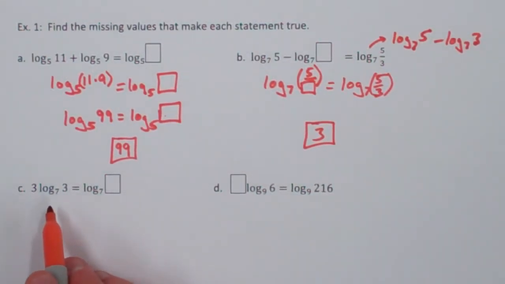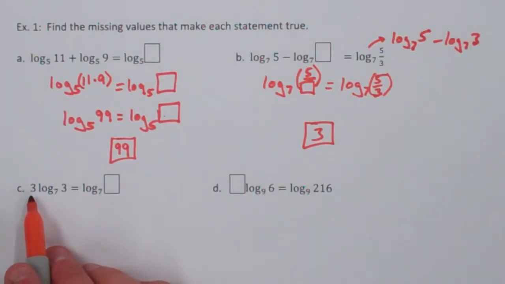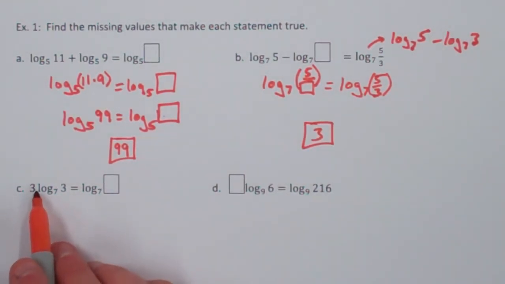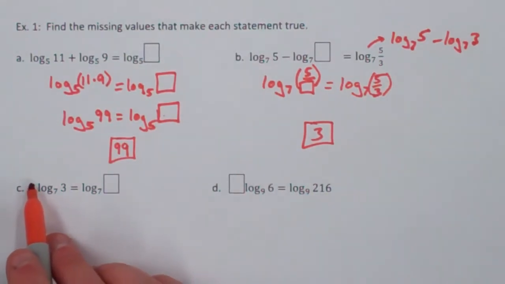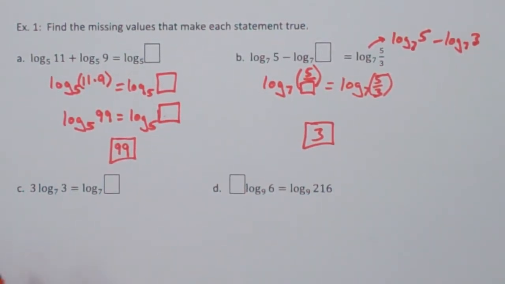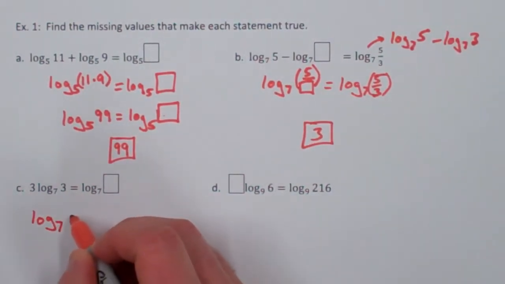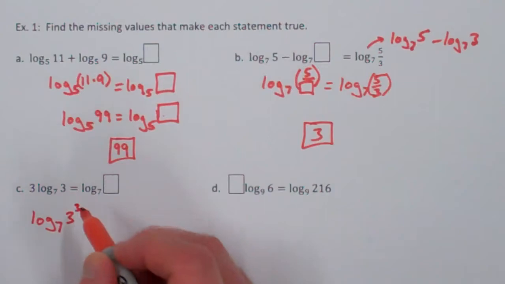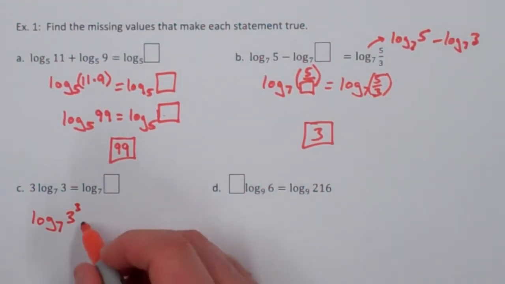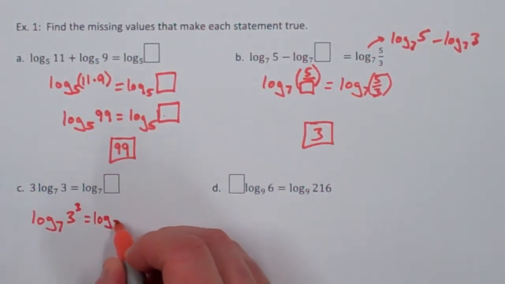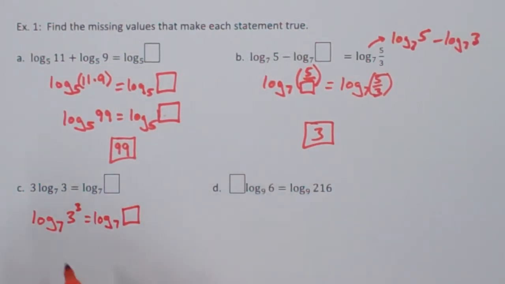With part C, we have something to do with this 3 hanging out outside. So we're going to use the power rule in this case, when we have this number that's just on the left-hand side. It's got to be multiplied by the log. And what we're going to do is take that, and this is the power rule, move it to the exponent position right here, and that's equal to log base 7 of some value.